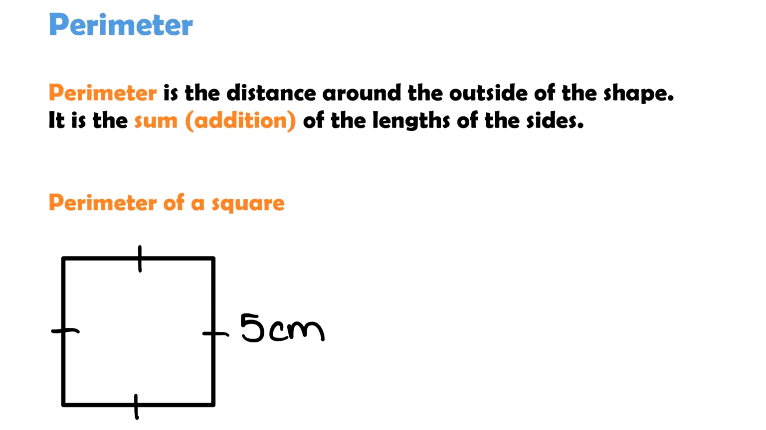In this video, we're covering perimeter. So the perimeter is the distance around the outside of the shape. What you do is, it's the sum of the lengths of the sides. You add up all those lengths, all right?